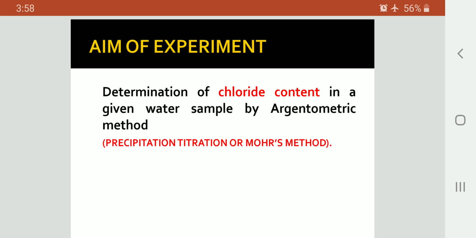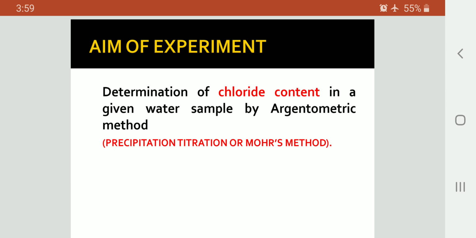Basically, if you look into the water, it contains hardness, and the hardness is because of the presence of calcium and magnesium ions. These calcium and magnesium ions are associated with different kinds of ions like chlorides, sulfates, carbonates, bicarbonates. Depending upon that, we can divide this hardness into two categories, that is temporary hardness and permanent hardness. Temporary hardness is when calcium and magnesium ions are associated with carbonates and bicarbonates, and permanent hardness is when they are associated with chlorides and sulfates.